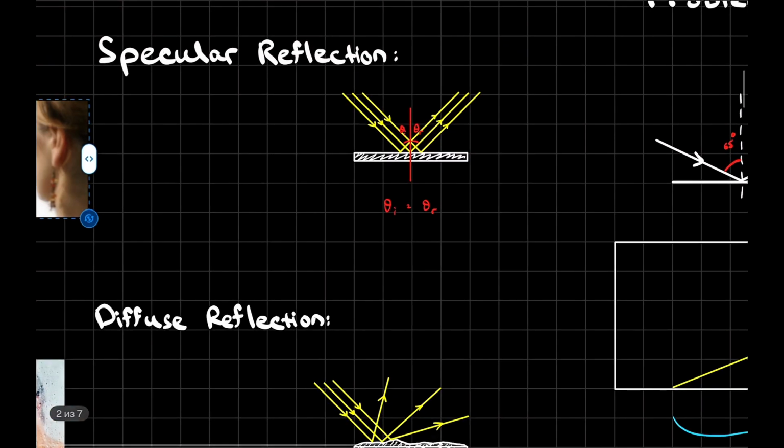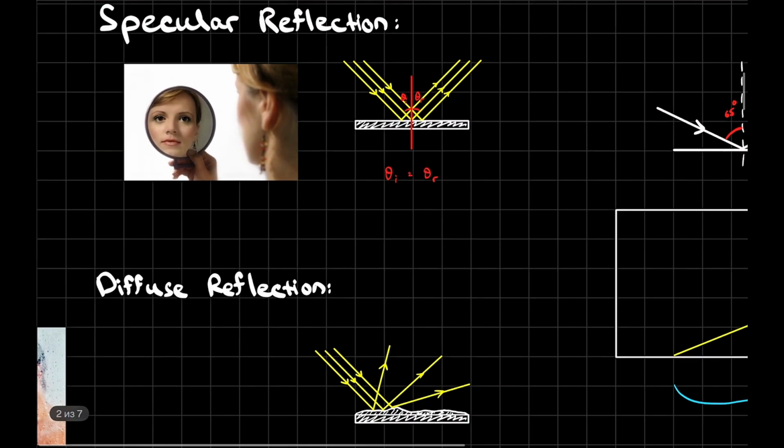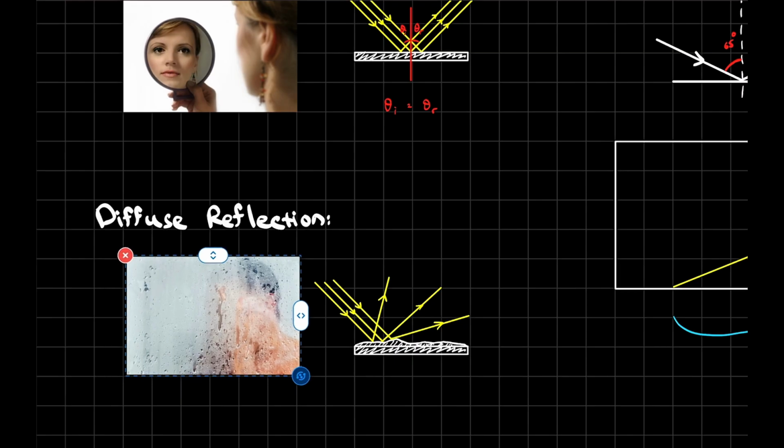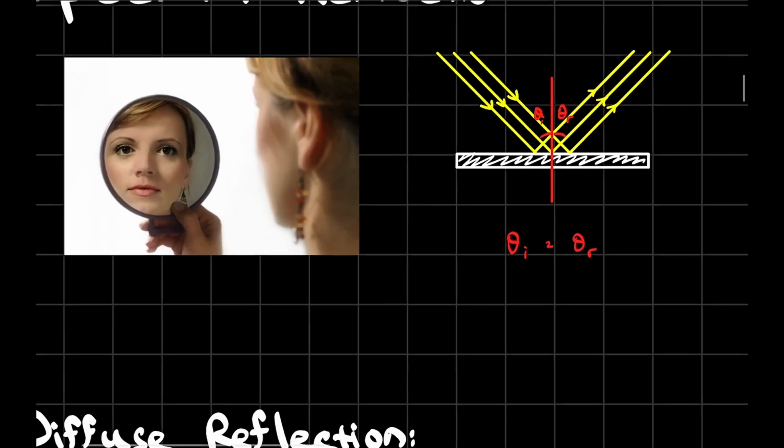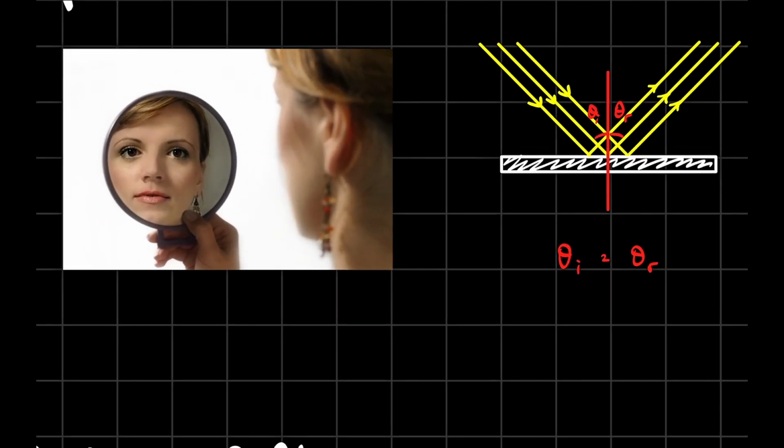Well, let me show you this picture. Yeah, this one. So basically, when you look at the mirror, you see your perfect reflection, because all the light coming to your face goes to the mirror and is reflected to your eye, so you can see your face perfectly.